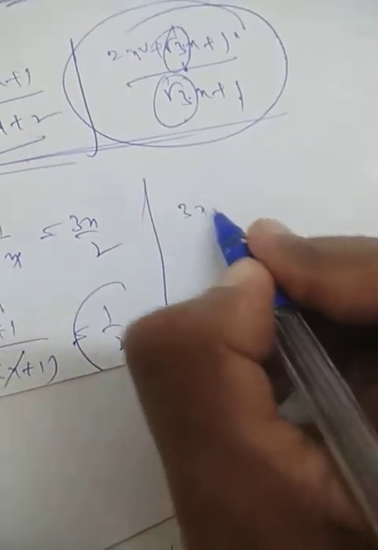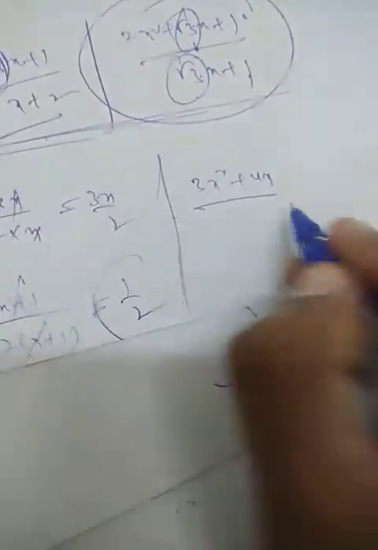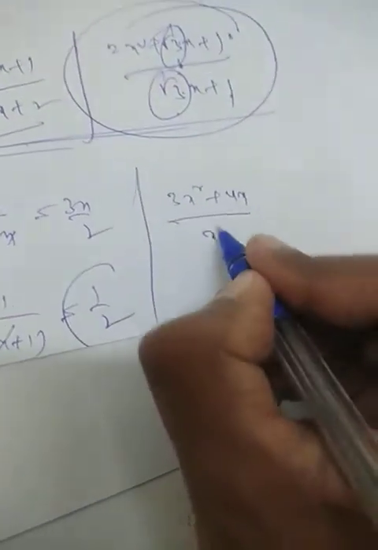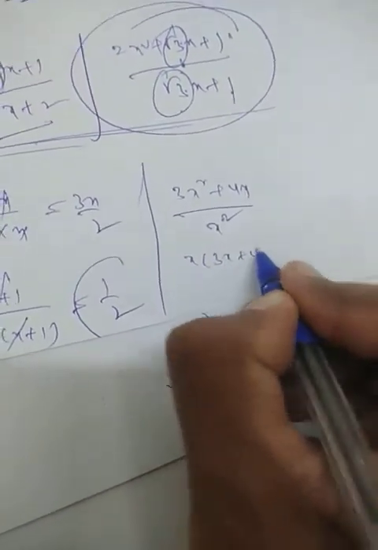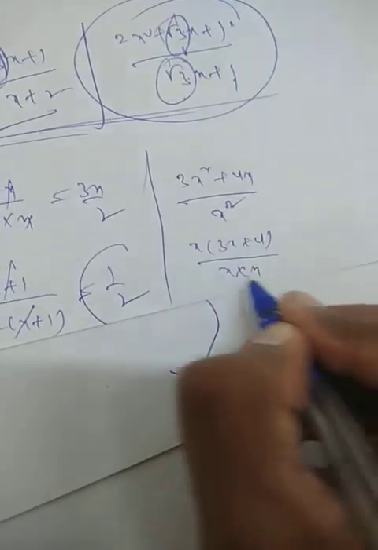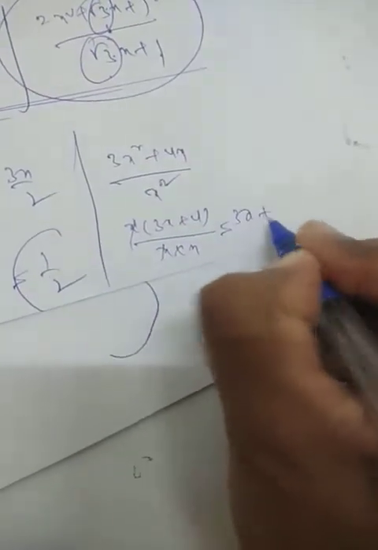And 3x square plus 4x by x square. What will be common in the numerator? x will be common. We get x times 3x plus 4 by x into x. x will be cancelled. What will we get here? 3x plus 4 by x. So this is about the rational fraction.